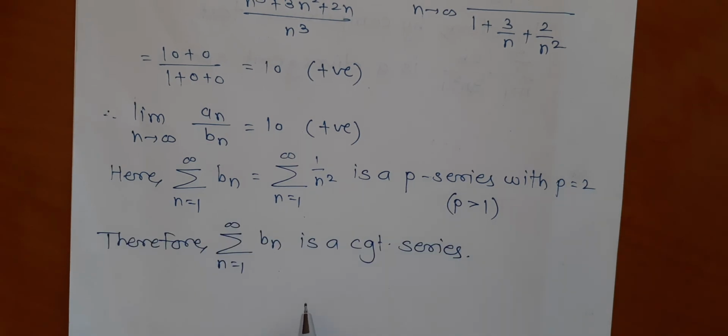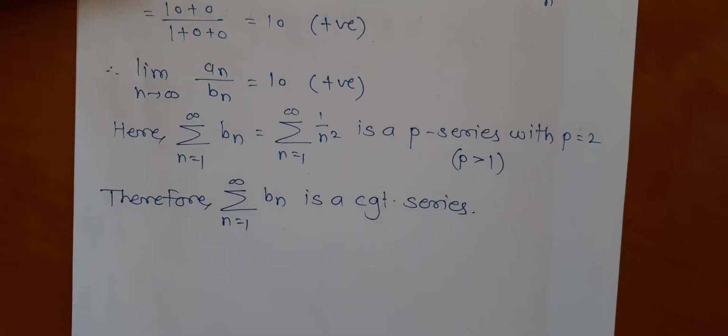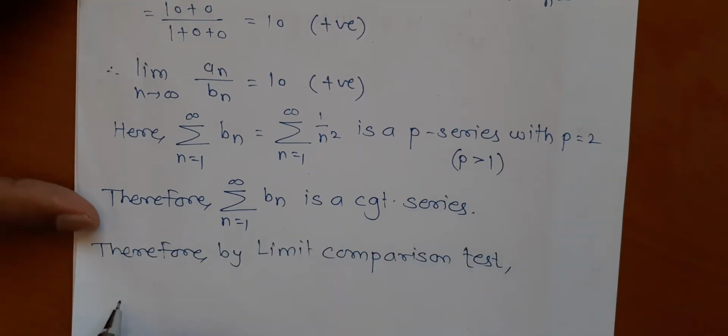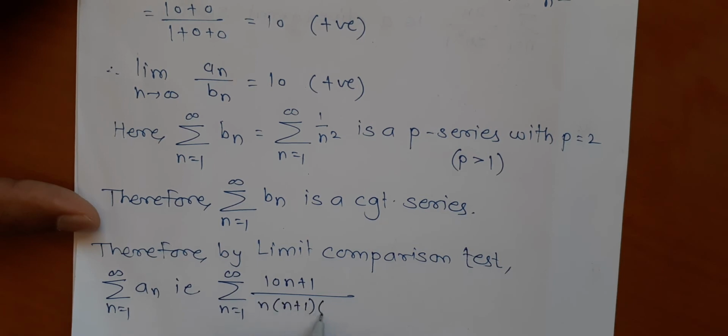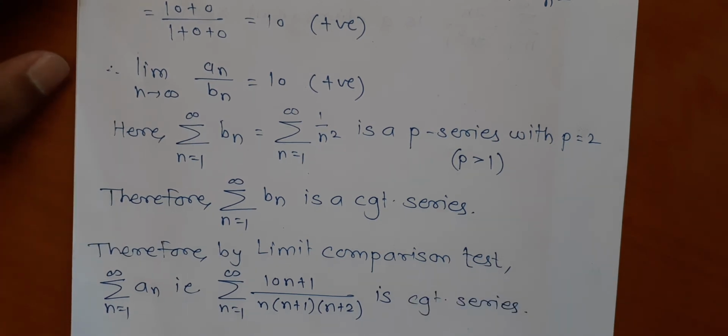Then by limit comparison test we can write that summation a_n is also a convergent series. What is summation a_n? That is the given series, (10n + 1) upon (n + 1)(n + 2), and it is a convergent series. In this way we have completed this example. Thank you.